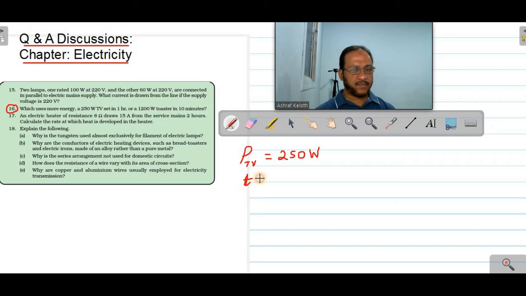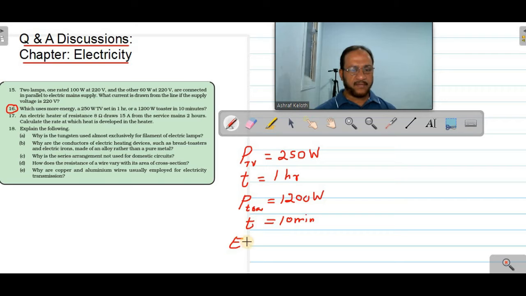Time T is equal to 1 hour. And the power of the toaster is 1200 watts, very high power, and it is used for 10 minutes. The question is, which of these devices consumes more energy?